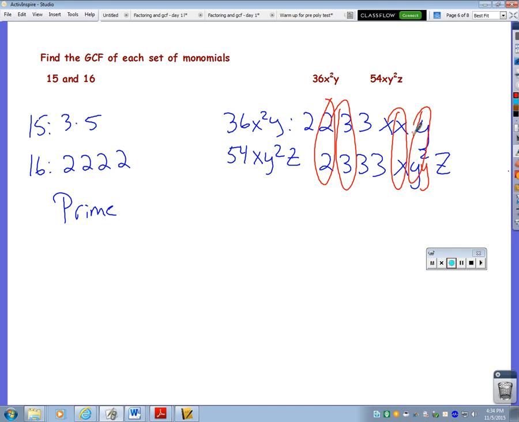So here we've got the greatest common factor is, oops, I missed the 3. 2 times 3 times 3 times x times y. So that means it's going to be 18xy.